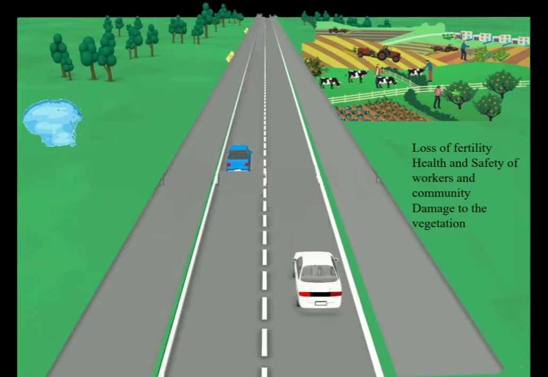So what are the impacts? It can be the loss of fertility, health and safety hazards of the workers and the community, damage to the vegetation, and there is a water body near to that, so you are deteriorating the surface water quality. So these are certain impacts. I am only highlighting the very few significant environmental impacts over here. Okay, so you have acquired the information regarding the same. So what was the third step?